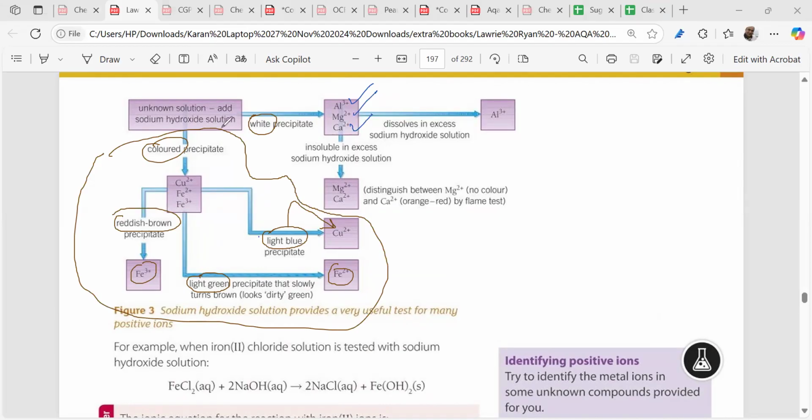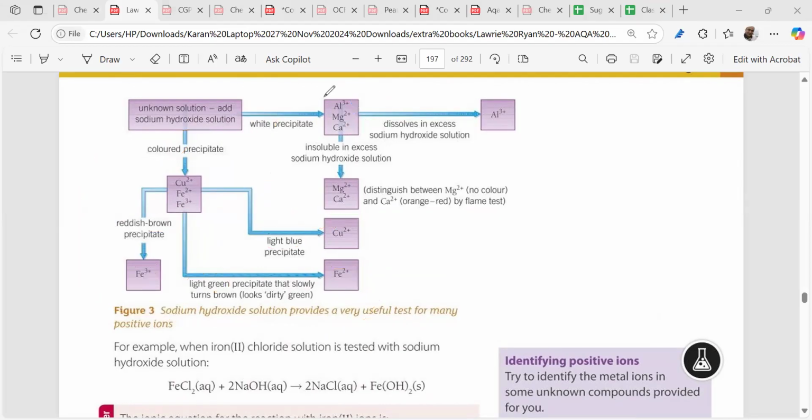How to differentiate between them? To that precipitate, we add excess sodium hydroxide, right? If the precipitate dissolves, we call it Al 3 plus is confirmed, right? If the precipitate is insoluble in excess sodium hydroxide, we say that it is either magnesium 2 plus or calcium 2 plus, right?